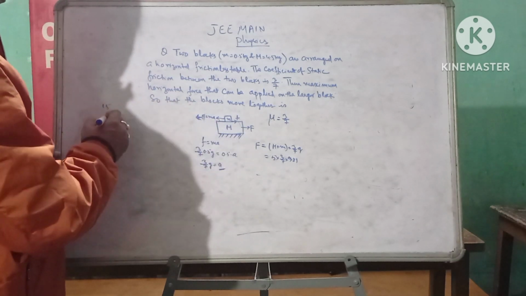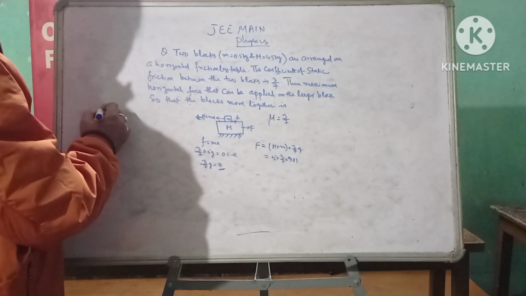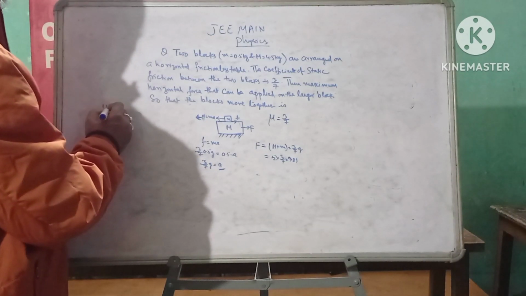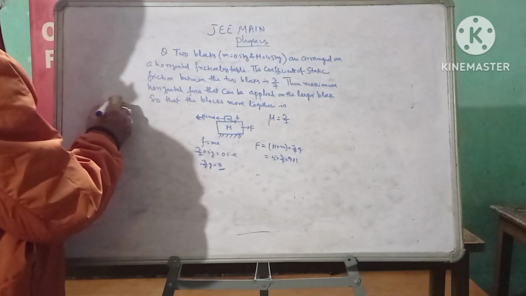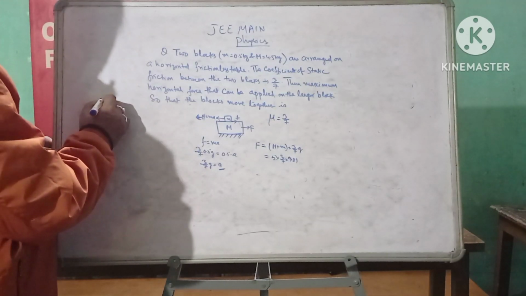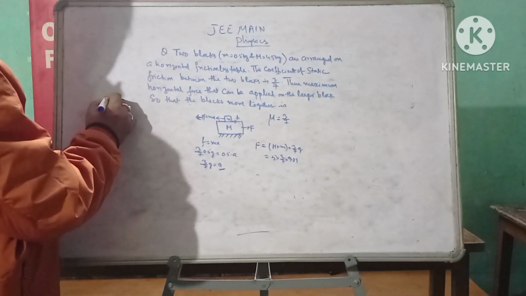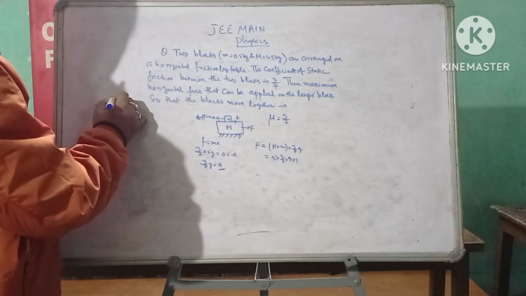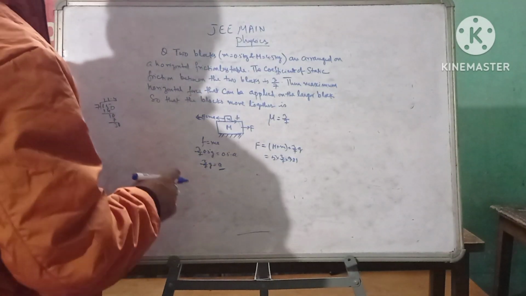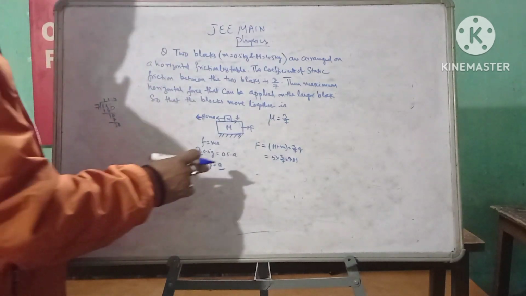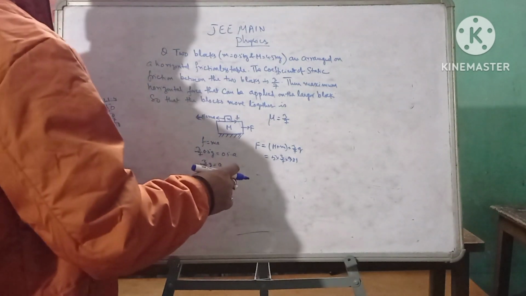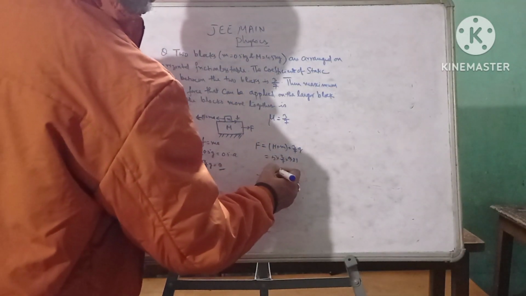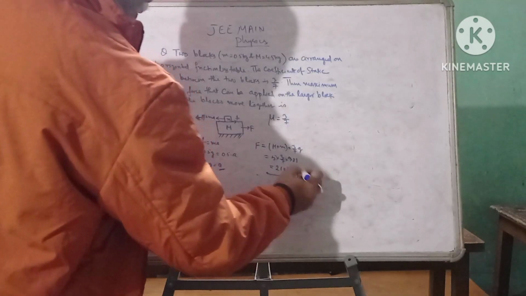Let us take 10 instead of 9.81. So 150 divided by 7. 7 twos are 14, 7 ones are 7, and 7 fours are 28. That means if you take 10, you are going to get 21.4. And if you take 9.81, it will come out to be 21 Newton. So this is your answer.